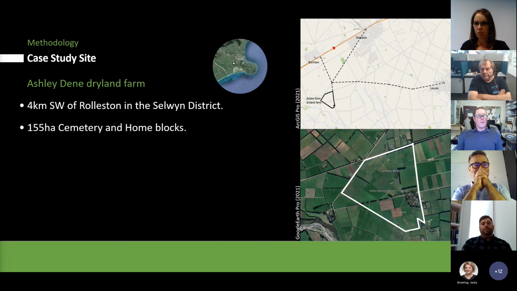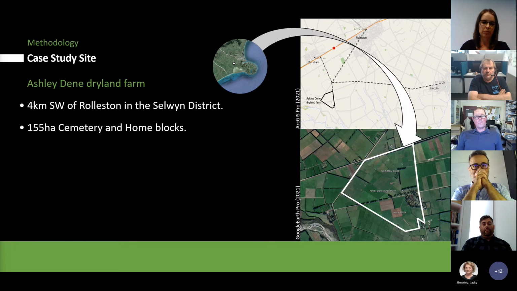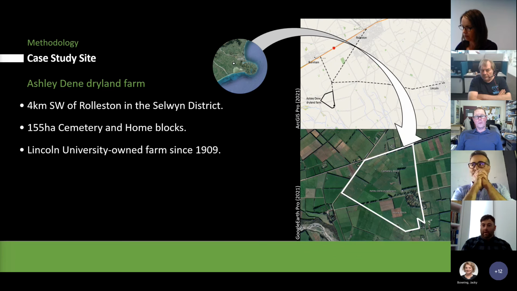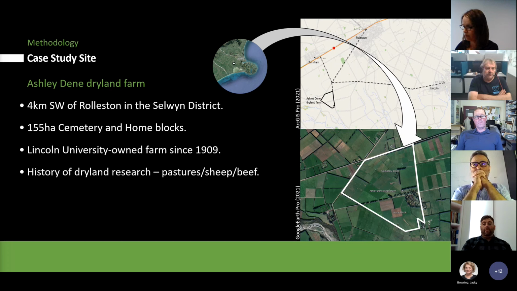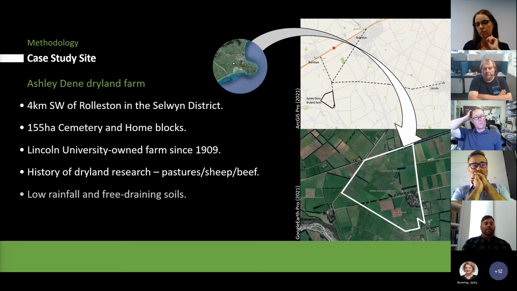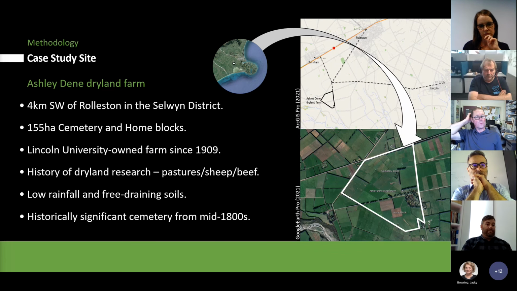The cemetery and home blocks make up the 155 hectare dryland block, which is right there. It's been owned by Lincoln University since 1909. It has a history of dryland research in pastures and sheep, and more recently beef. It has low rainfall and freely draining soils, and quite an interesting cultural or social element to the site is there's a historically significant cemetery dating from the mid-1800s, which is why one of the blocks is called the cemetery block.